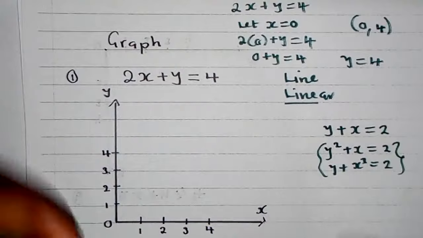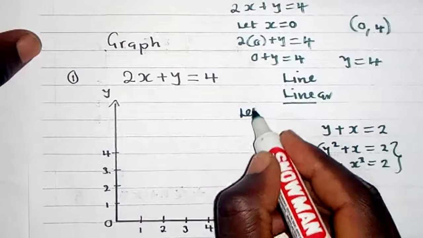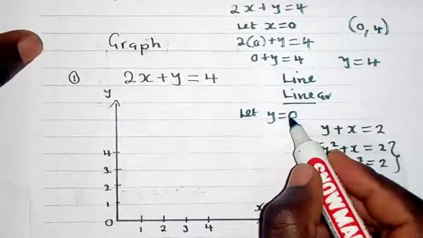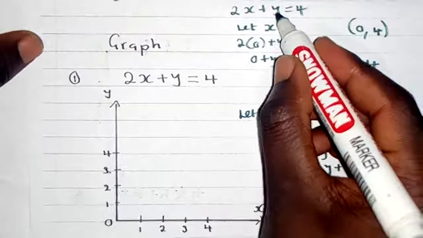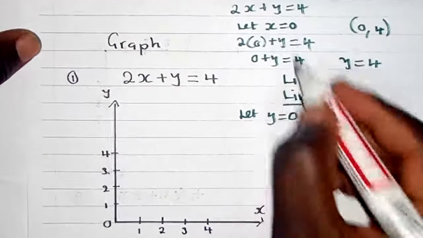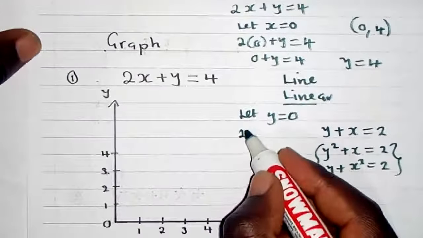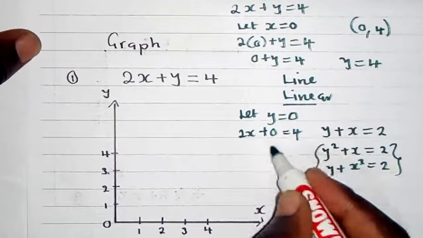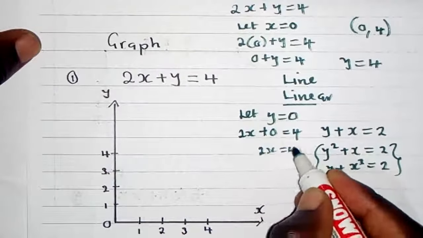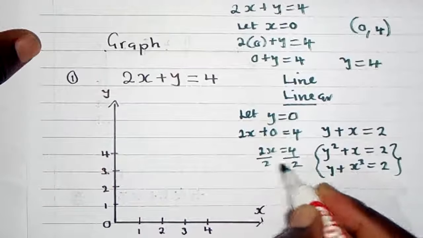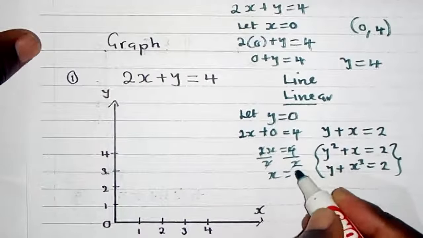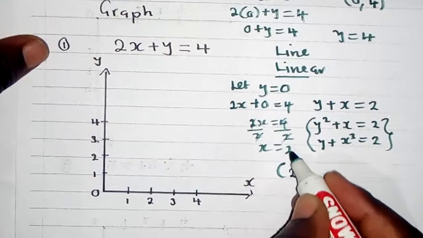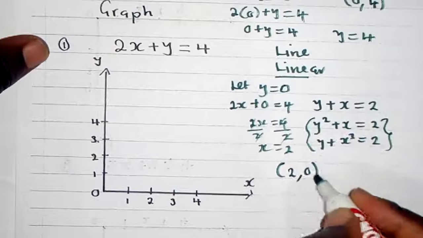You do the same, but this time you let y be equal to 0. It was x before, this time it's y. You put 0 where y is in the equation, so it will be 2x plus 0 is equal to 4. When you solve, divide by 2 on both sides, and x will be equal to 2. So you now have the other coordinates: 2 for x, 0 for y, that is (2, 0).